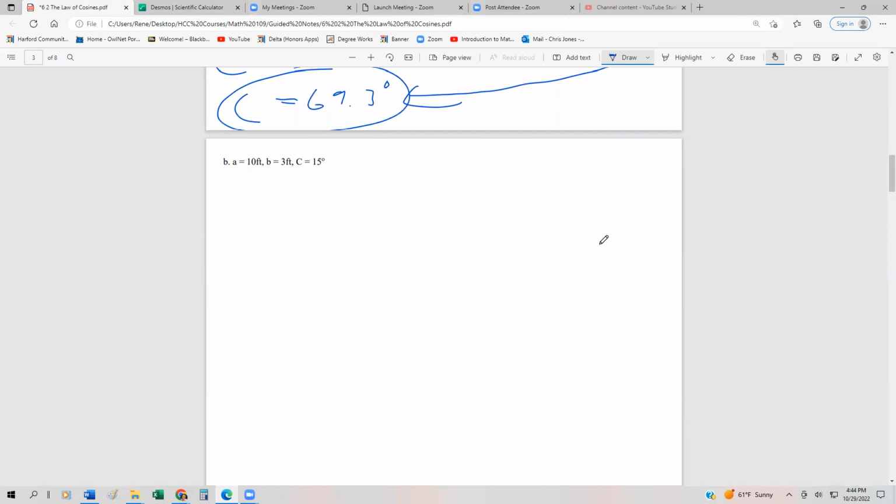A second example, we have a is equal to 10 feet, b is equal to 3 feet, and C is 15 degrees. So we might have a triangle that looks something like this, where 15 degrees is really small. Let's call this side a, which is going to be 10 feet, and let's call the other side b, which is 3. And I know this is not to scale. So this would make this angle B, and this is side c. Now, we might remember that we had this formula.